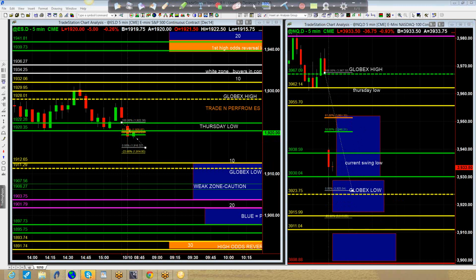Right back up into that 50-60 retrace on ES and a backside test of Thursday's low. It's critical that it holds that 1920 level. If it busts through, it could move fairly hard to the upside. I've got a feeling that it won't. If you're an aggressive trader, this is where you want to take that short with your stop being whatever the swing high was of that first 5 minutes.